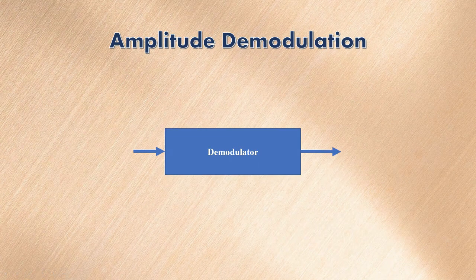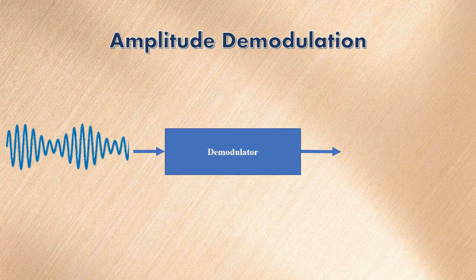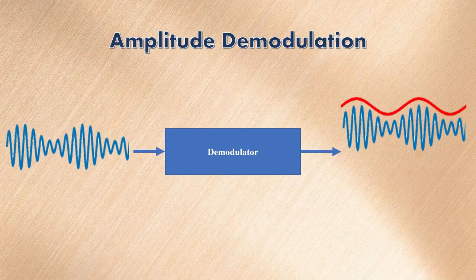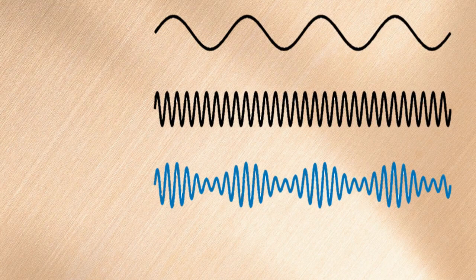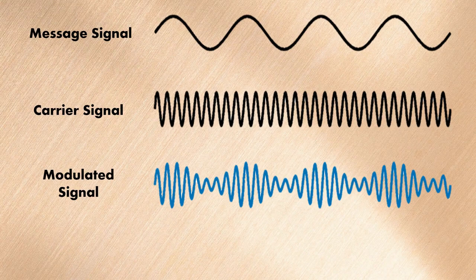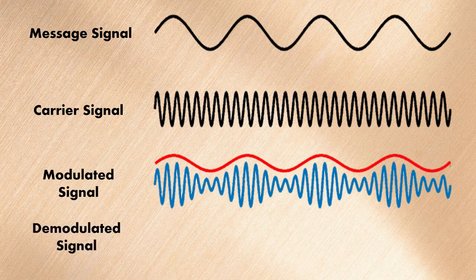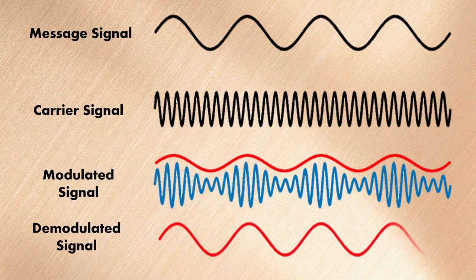Now let us see what happens at the demodulator section. The demodulator gets the amplitude modulated signal. From the amplitude modulated signal, the envelope can be extracted to get the original message signal. In this picture, the first signal is the low frequency message signal. The second one is the high frequency carrier signal. The third one is the amplitude modulated signal. In the amplitude modulated signal, the envelope is traced out to recover the original signal, which is called the demodulated signal. This happens on the receiver side.